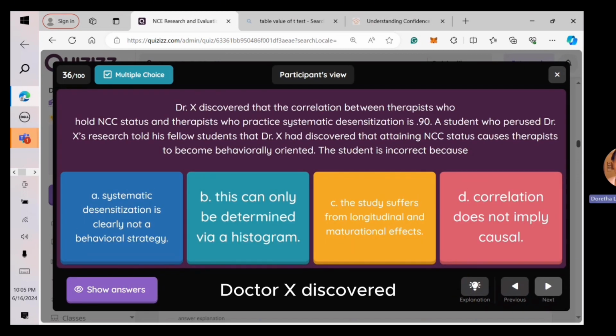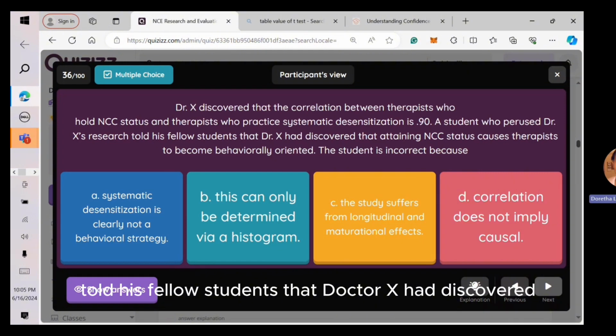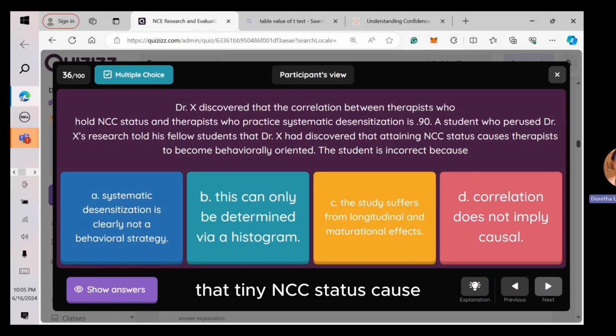Dr. X discovered that the correlation between therapists who hold NCC status and therapists who practice systematic desensitization is 0.90. A student who pursued Dr. X's research told his fellow students that Dr. X had discovered that attaining NCC status causes therapists to become behaviorally oriented. The student is incorrect because A, systematic desensitization is clearly not a behavioral strategy.